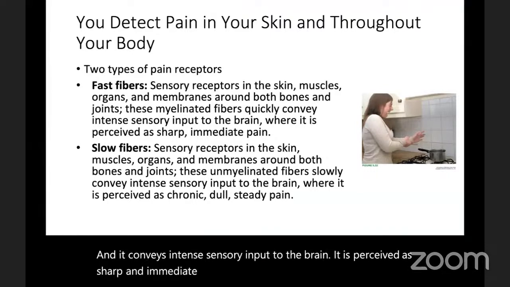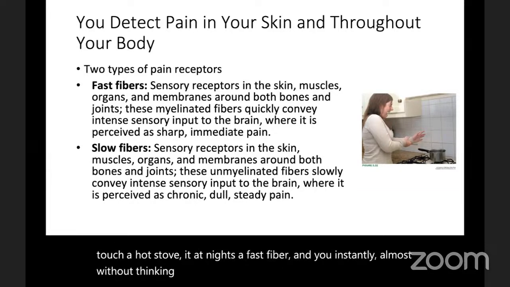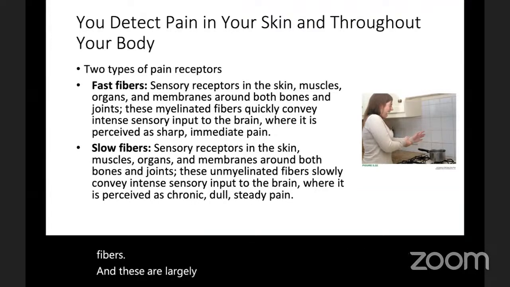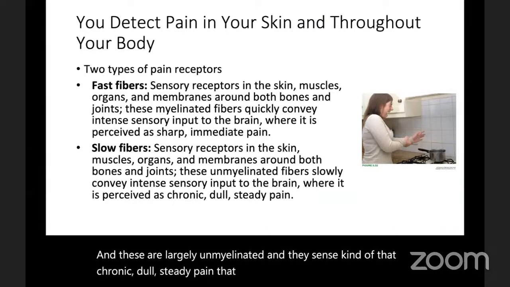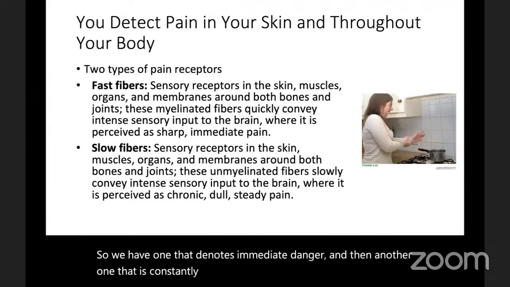The example is in the graphic here. You touch a hot stove, it ignites a fast fiber, and you instantly, almost without thinking about it, move your hand, okay? Then we have slow fibers, which are largely unmyelinated, and they sense that chronic, dull, steady pain that we often feel. So we have one that denotes immediate danger, and another that is constantly processing continued pain through our system.